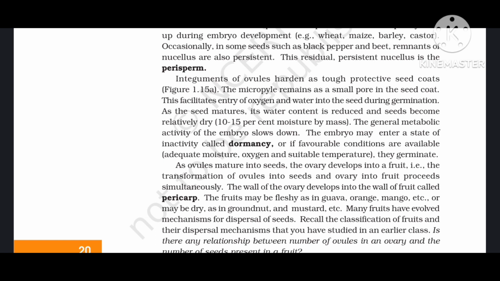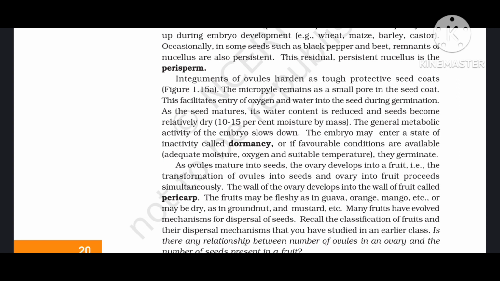they germinate. As ovules mature into seeds, the ovary develops into a fruit. That is, the transformation of ovules into seeds and ovary into fruit proceeds simultaneously. The wall of the ovary develops into the wall of fruit called pericarp. The fruits may be fleshy as in guava, orange, mango, etc., or may be dry as in groundnut and mustard, etc.